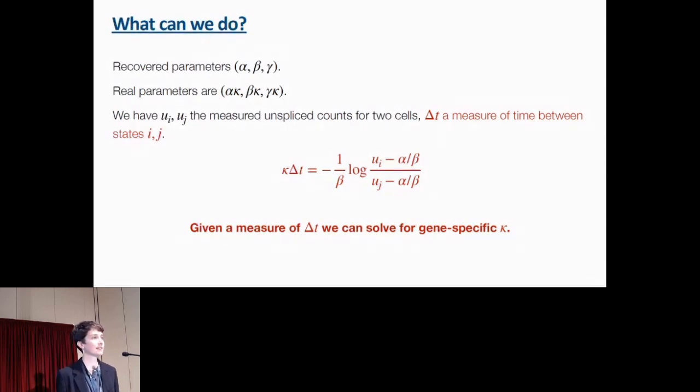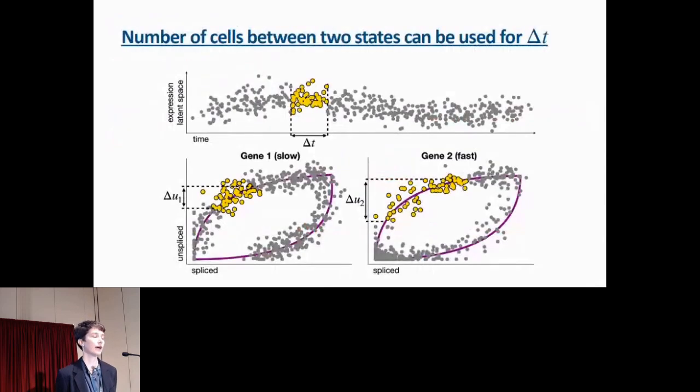So in other words, if we have delta t, we can actually solve for this gene-specific kappa. Now in practice, we don't actually have delta t. If we had delta t, we would not need to do RNA velocity analysis. So we need to use a proxy of delta t to recover the scaling parameters kappa. And what we suggest to use is the density of cells, or the number of cells between 2 states, as a proxy of delta t.